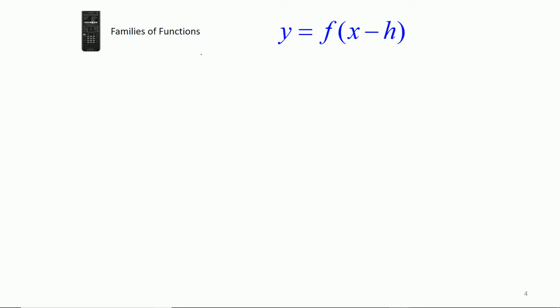So what are the families of functions? Let us start with y equal to f(x minus h). See, y equal to f(x) was our function. Now we have x minus h. This has been added. So this represents a horizontal translation.